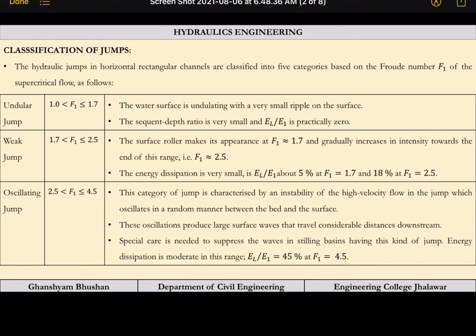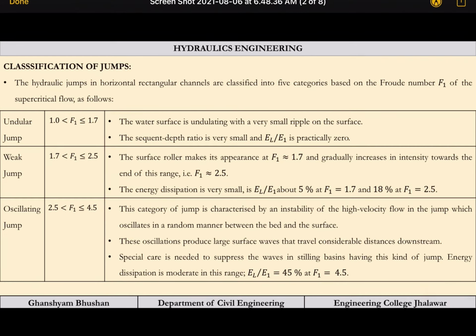Secondly, the second type of jump is the weak jump. The Froude number should lie between 1.7 to 2.5. Now, what are the characteristics? The surface roller makes its appearance at Froude number 1.7. So if the Froude number is somewhere around 1.7, then the surface roller will appear. You will get to see the surface rollers, and it will gradually increase in intensity towards the end of this range, that is 2.5.